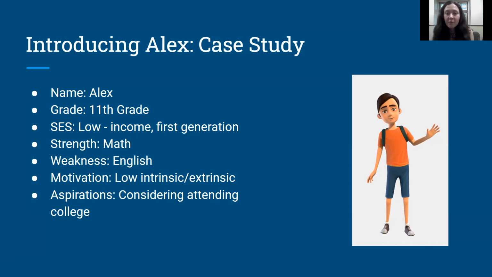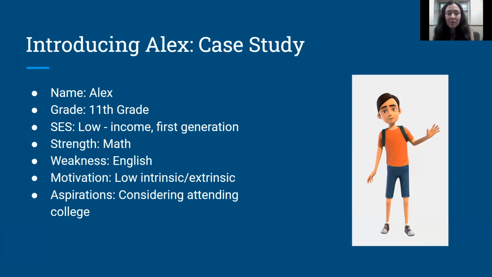He is low income and first generation. He has a particular strength in math, and so he really excels in math. He would be interested in pursuing that opportunity, though he does struggle in English. And so those have impacted his motivation towards college in different ways.